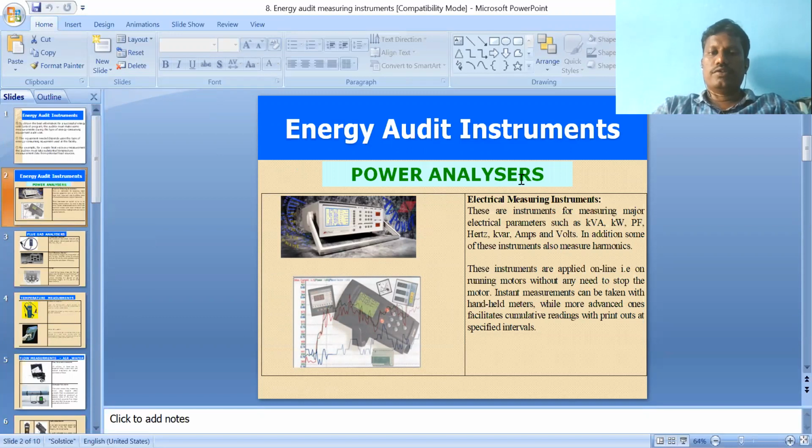Next, power analyzers, that is electrical measuring instruments. There are instruments for measuring major electrical parameters such as kVA, kilowatts, power factor, hertz, that is frequency, amperes, and volts. In addition, some of the instruments also measure harmonics. These instruments are applied online, that is on running motors, without any need to stop the motor. Instant measurements can be taken with handheld meters, while more advanced ones facilitate cumulative readings printed out at specified intervals. So this information comes from power analyzers.